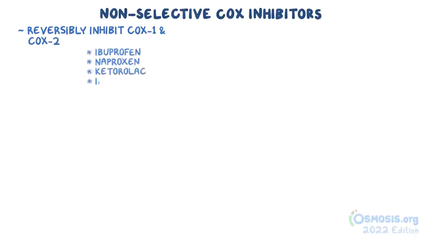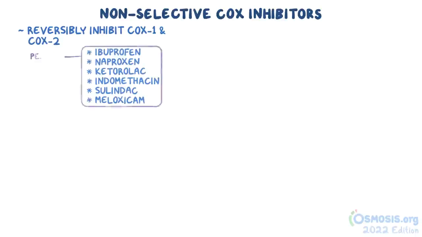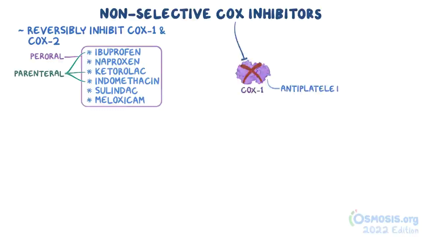Okay, moving on to non-selective COX inhibitors, which reversibly inhibit both COX-1 and COX-2. Common medications in this class include ibuprofen, naproxen, ketorolac, indomethacin, sulindac, meloxicam, and many others. All these medications can be taken per orally, but ketorolac, ibuprofen, and indomethacin are the only NSAIDs that are also available in parenteral form. Just like aspirin, these medications inhibit COX-1 and have an antiplatelet effect.